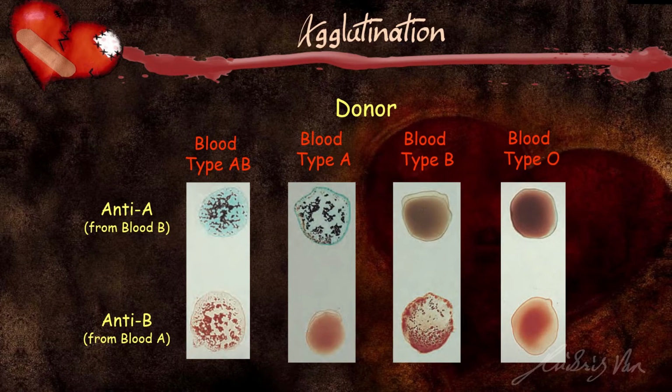Lastly, when blood type O is mixed with antibody A as well as antibody B, nothing will happen. The blood will still be fluid because there's no antigen on the surface of the red blood cell for the antibody to bind on.